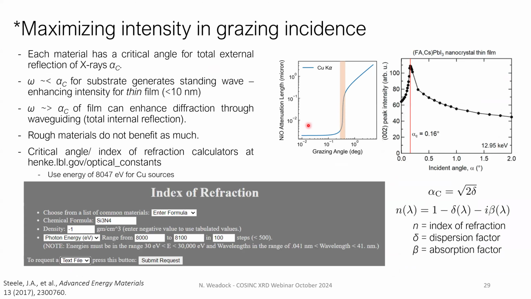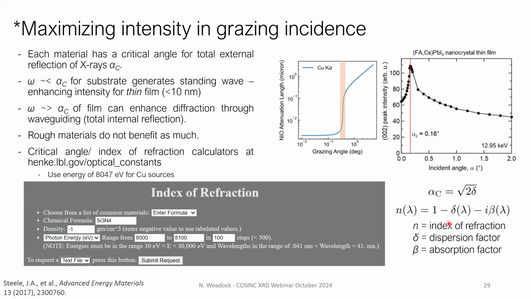Here is a bit more information and some tricks for maximizing your intensity in a grazing incidence measurement. Every material that you're going to measure has an index of refraction for X-rays, given by a wavelength-dependent dispersion and absorption factor. These values are tabulated elsewhere and can be looked up online. This is one of the websites that I like to use. And the energy that you are looking for, for copper sources, is going to be 8,047 eV.